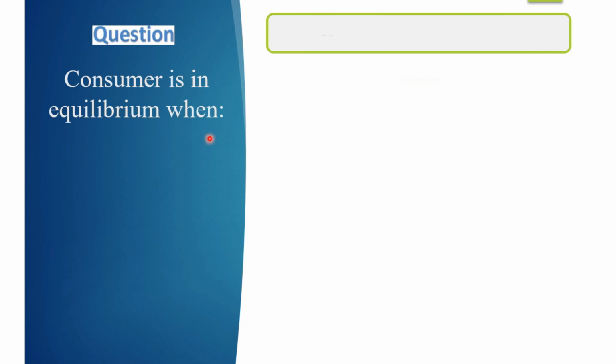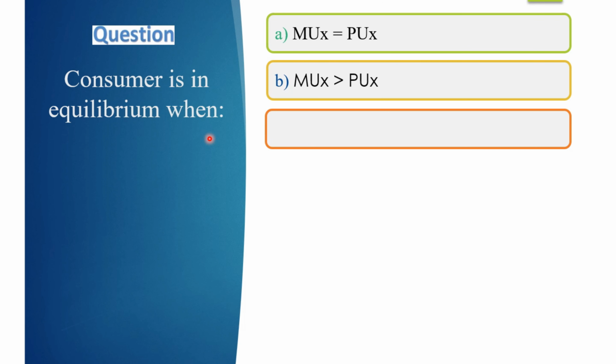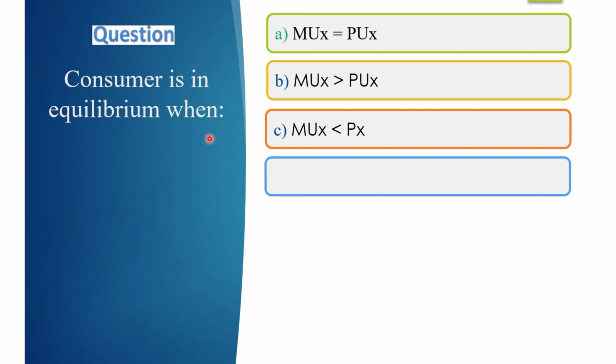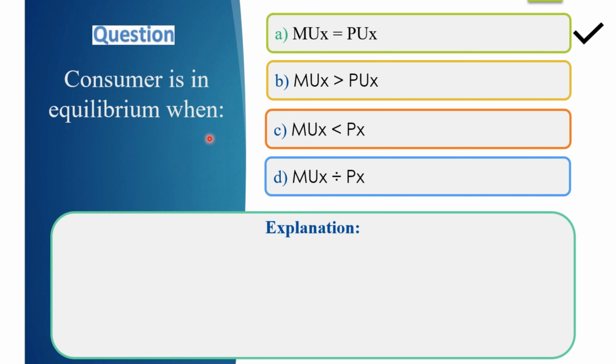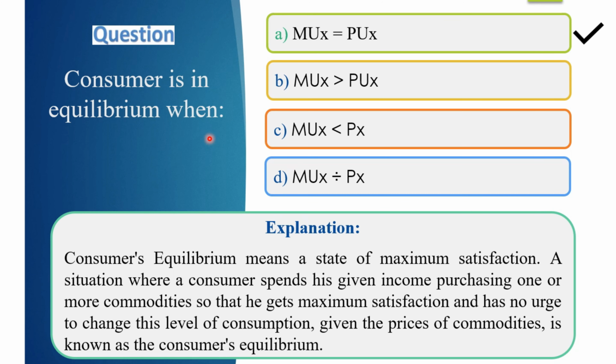Our next question is, consumer is in equilibrium when option number 1, MUX is equal to PUX, or option number 2, MUX is greater than PUX, option number 3, MUX is smaller than PX, or option number 4, MUX divided by PX. And the correct answer for this question is option number 1, that is MUX, marginal utility of the commodity X is equal to PUX.